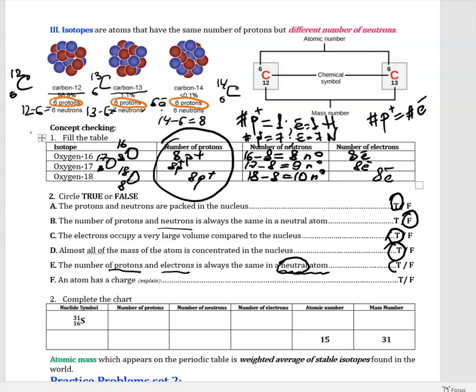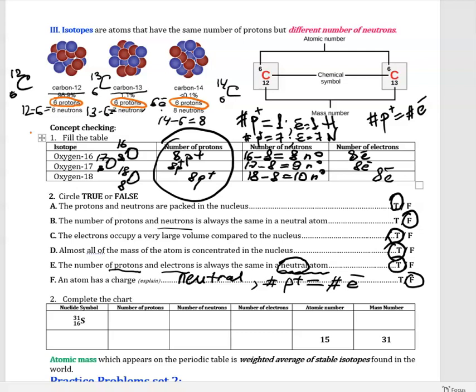Yes, it is true. And an atom has a charge? No, it does not, right? So it is false. It's neutral. Why? Because the number of protons equals the number of electrons.